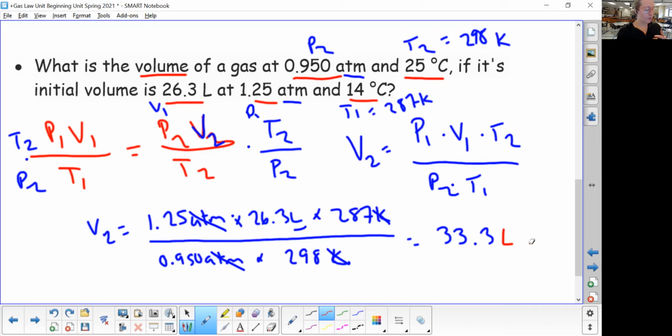And then you can also think through: pressure went from 1.25 to 0.95, so it decreased. So we'd expect volume to go up, and then temperature went up. And so again, we would expect the volume to go up. The volume went from 26.3 to 33.3, so that seems reasonable. And sometimes if pressure and temperature get contradicting, then you have to see which one goes up more or goes down more, to see which variable might tug at the change in the volume more carefully there.